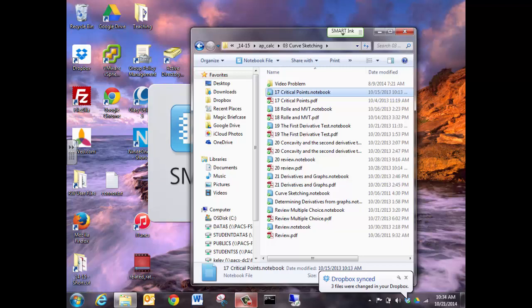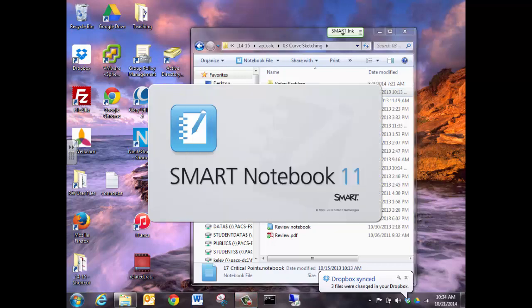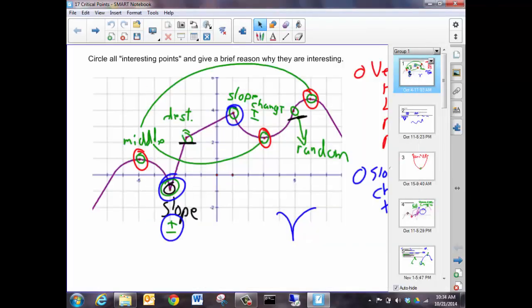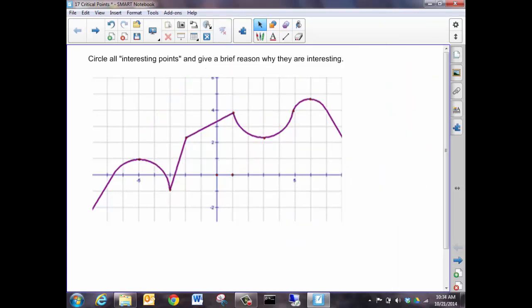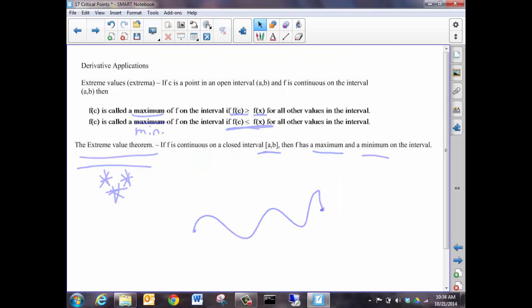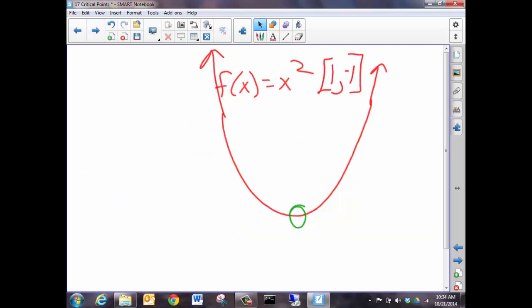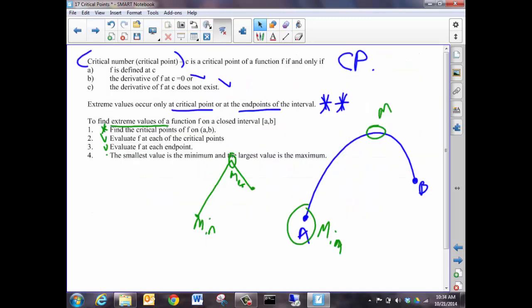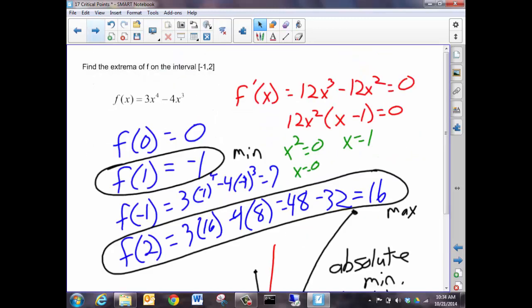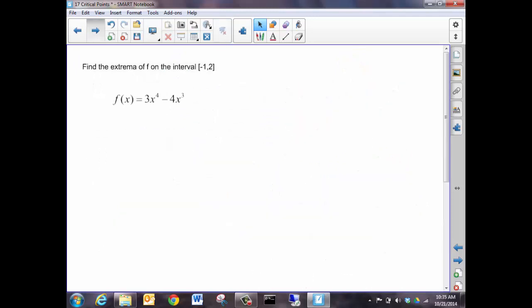Okay. Who would like to describe some of the points that they circled there? I can't look at the graph, so you got to describe to me what they look like. What makes them interesting? Come on, somebody tell me why you think they're interesting. Changes in direction, okay.